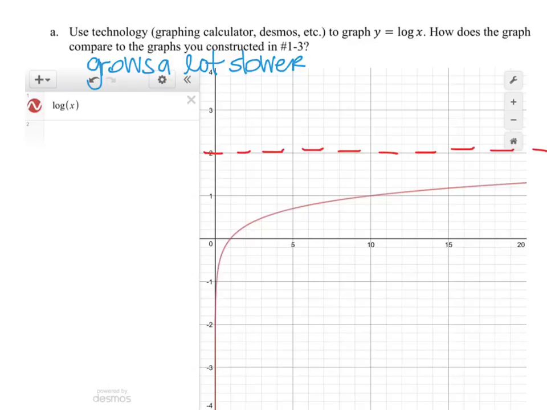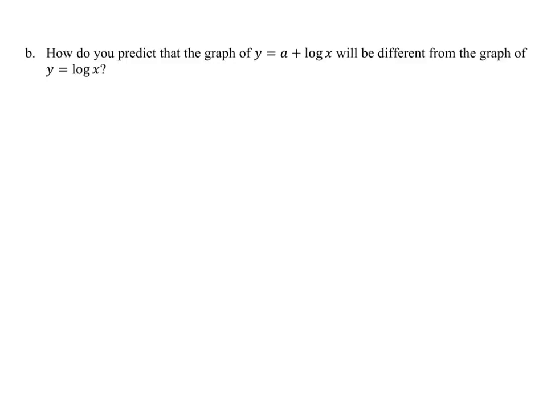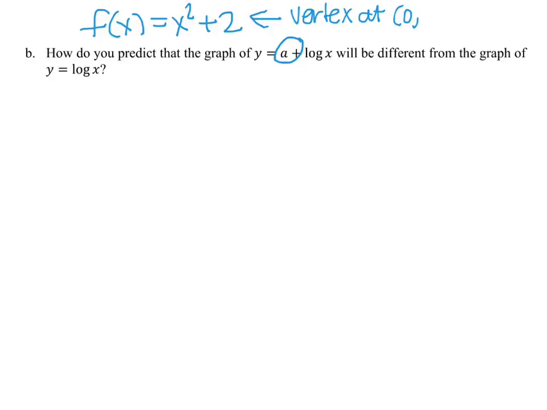So let's look at some different things with these logs. What do you guys think is going to happen if I add a number in front of a log? This is similar to Secondary Math 2 when we looked at things like f of x equals x squared plus 2. This was just a parabola that had been shifted up 2. So my vertex was at (0, 2) instead of (0, 0). Remember, that's the bottom of the parabola.